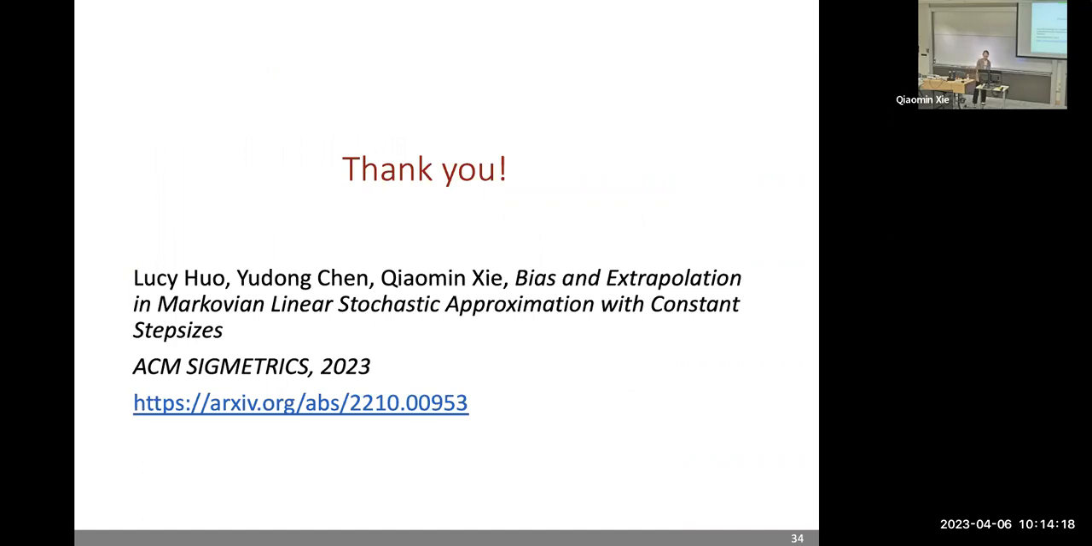So I have a question. If the approximation is not linear, how do we combine the parameters together? So you mean the R extrapolation? Right. So it's exactly the same procedure.